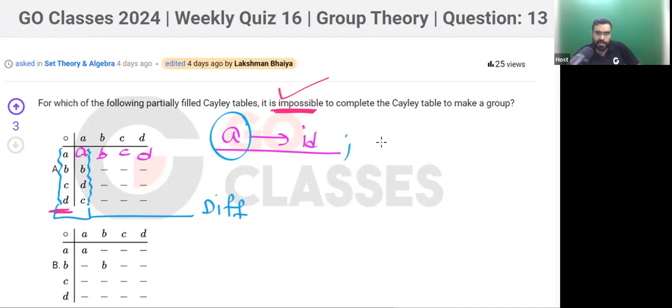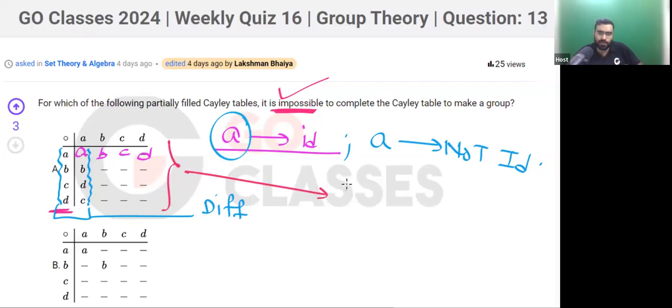A must be the identity element and A is not the identity element. There is a contradiction or not? A cannot be the identity element because here you have A, B, D, C, and here you have A, B, C, D. So definitely I can say this can never be a group. It is impossible to make it a group. Is this point clear? Please tell me. Very simple question and very nice question.